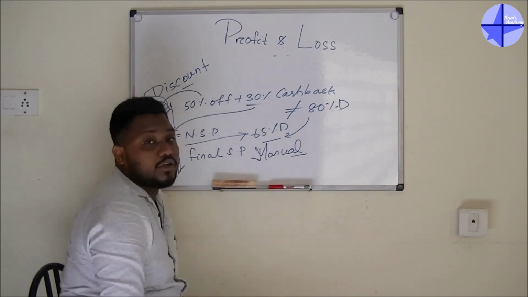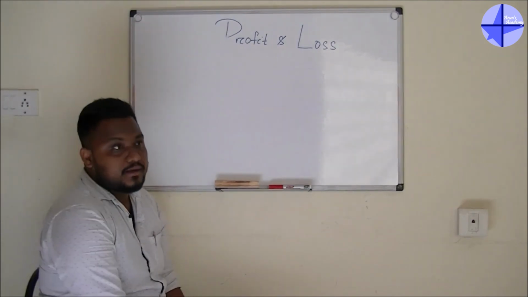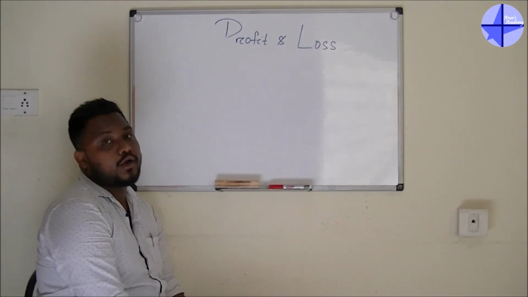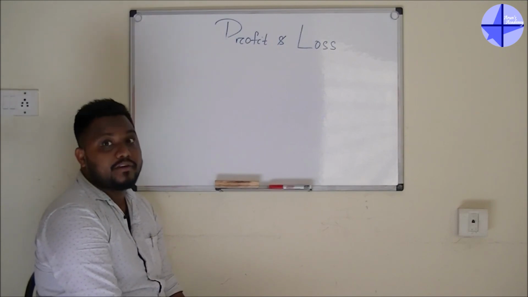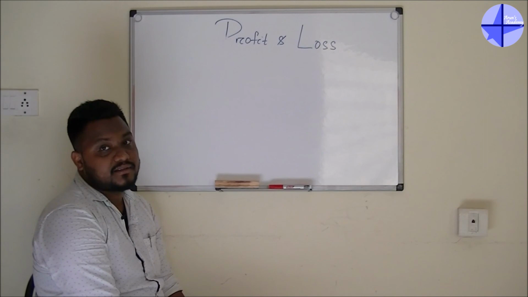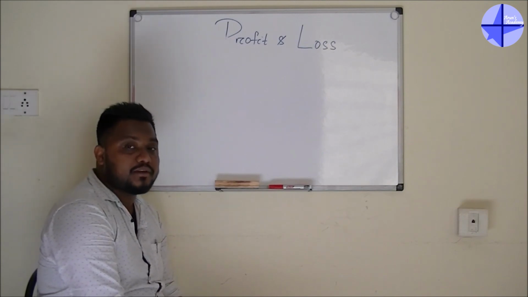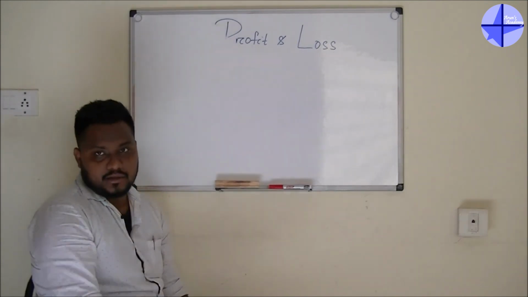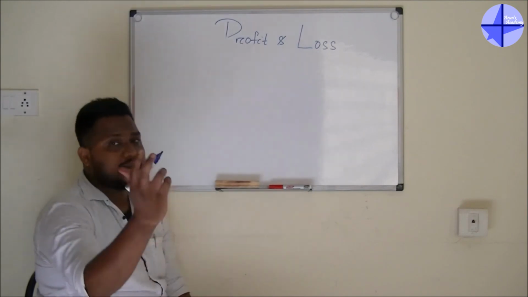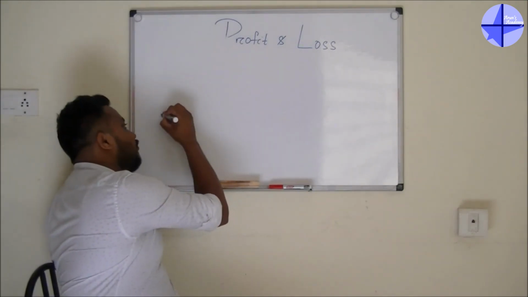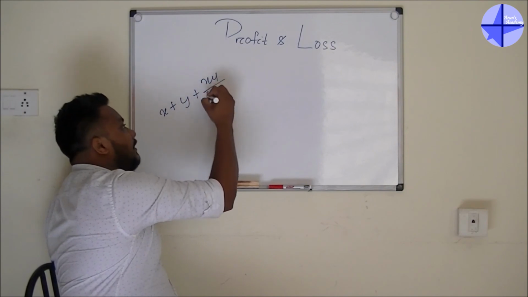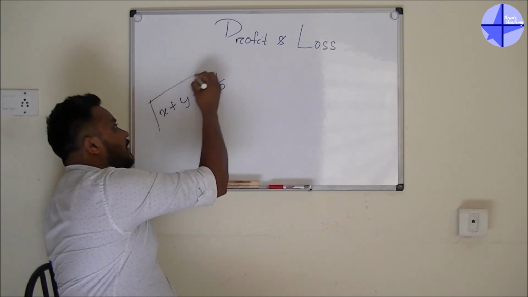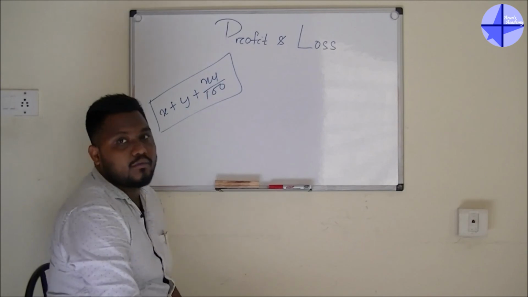I will tell you the formula method also. So guys, now we'll go for the formula. How to find, if there are two discounts or two profits, the successive discount, the successive profit, the total profit, the overall profit, whatever you think. Okay, so guys, for that I have a very simple formula. The formula is x plus y plus xy by 100. This is the formula. x plus y plus xy by 100.